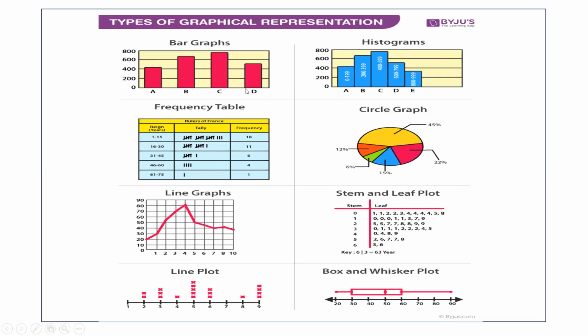This is the bar graph. This is the histogram, which looks like a bar graph, but there is a difference. Then the frequency table. Then this is the circle graph, also called a pie graph. Stem and leaf plot: this is the leaf, and this is the stem. Then this is the line graph, the line plot, and this is the box and whisker plot.